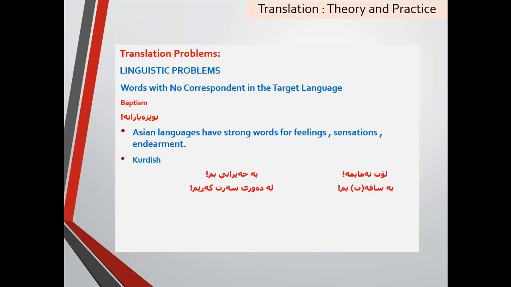These are several examples that describe feelings, sensations, affection, and even sometimes showing endearment and respect.